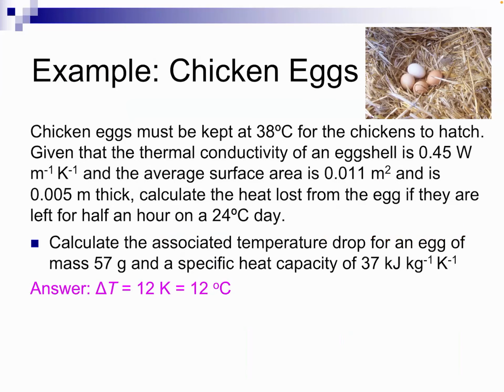Okay, now there's a follow-up question. Over the same time, also over half an hour, calculate the associated temperature drop for the egg if the mass of the egg is 57 grams, and the specific heat capacity of the egg is given here in kilojoules. So that's 37,000 joules per kilogram per Kelvin.